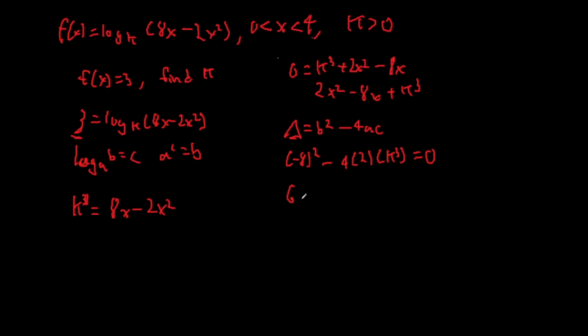And so from here, we get 64 minus 8 k to the power 3, and sorry, this also equals 0. I should have made that clear. This will change into 8 minus k to the power of 3 equals 0, and we get this just by dividing by 8 on both sides. And so now that we have 8 minus k cubed equals 0, then we have 8 equals k to the 3, so k is equal to 2.